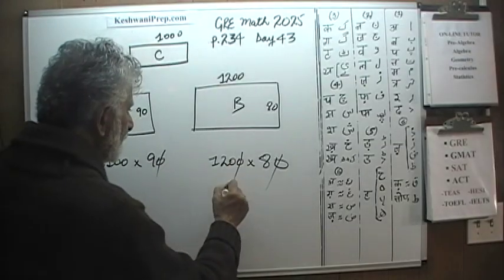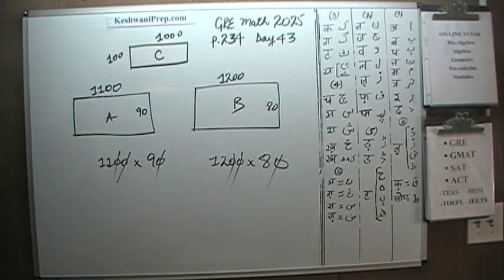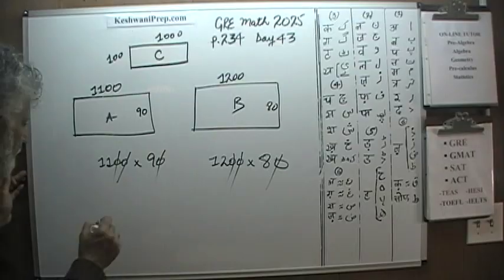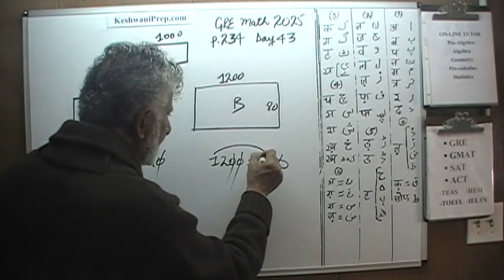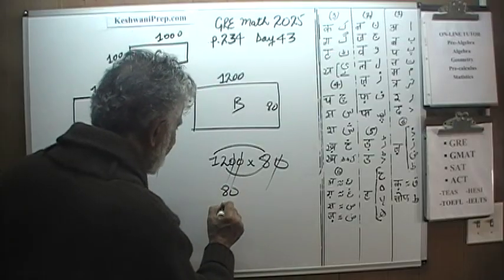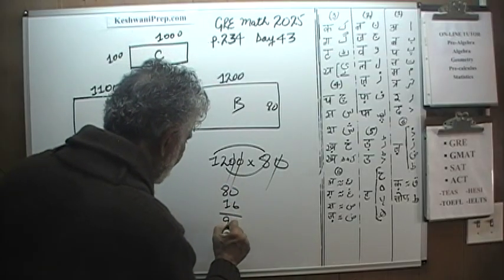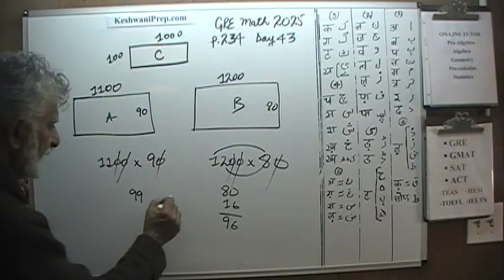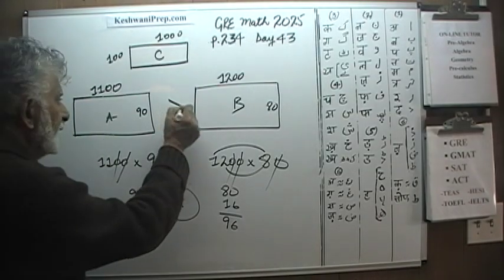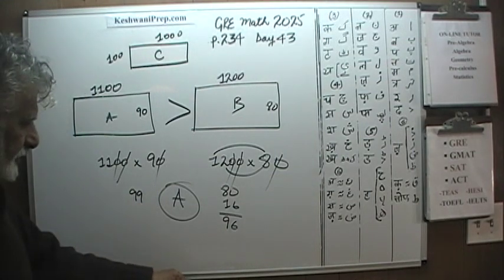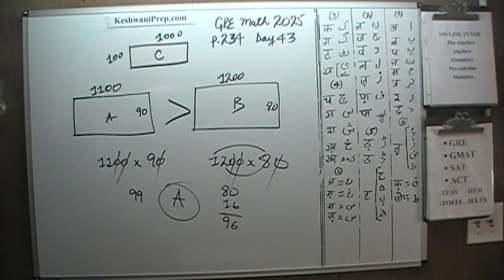Cross out the zeros, divide both sides by 1000 in the words. There we go. So we are comparing 99 versus 12 times 8. 10 times 8 is 80 and 2 times 8 is 16. That gives me 96. There we go. The answer is A. The area of rectangle A is bigger than the area of rectangle B. Not by much, but it is bigger.